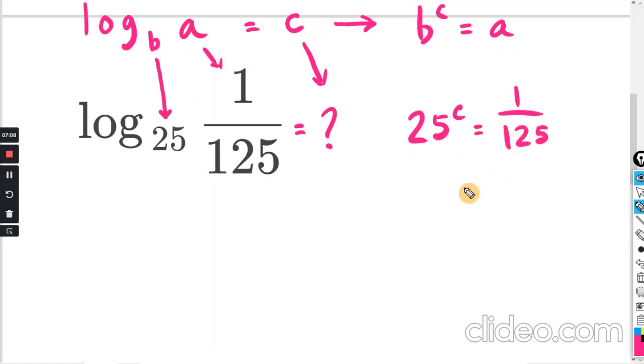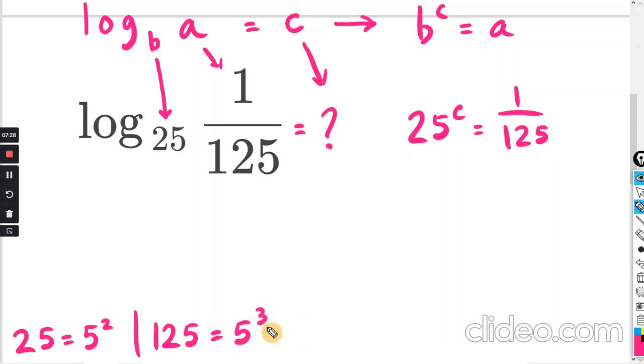All right, and now on this problem, we're going to have to translate it on both sides. So I know 25 is the same as 5 squared. And I know that 125 is the same as 5 to the third. Okay, the strategy is to get the same base number on both sides raised to an exponent. So I'm going to replace 25 with 5 squared. And that is raised to the power of c.